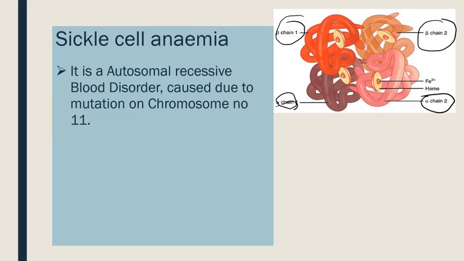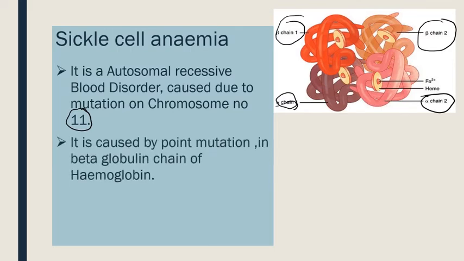Now let us go to sickle cell anemia and see what it is. It is an autosomal recessive blood disorder. So it is a blood disorder caused due to some change or mutation in an autosome, and which autosome? Autosome number 11. If there is a change in the sequence of the gene present on autosome number 11, it causes sickle cell anemia. It is caused by a point mutation in the beta globin chain of hemoglobin.